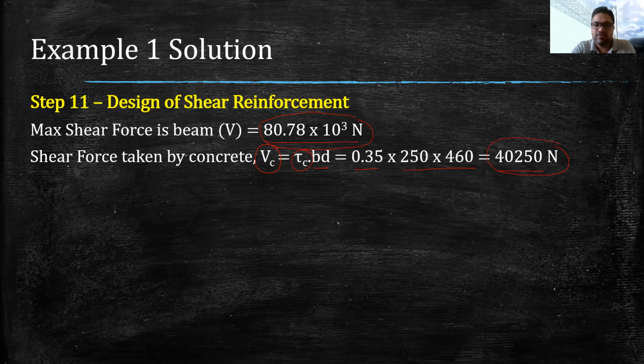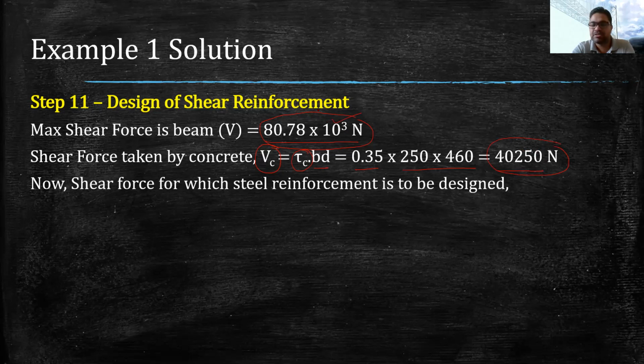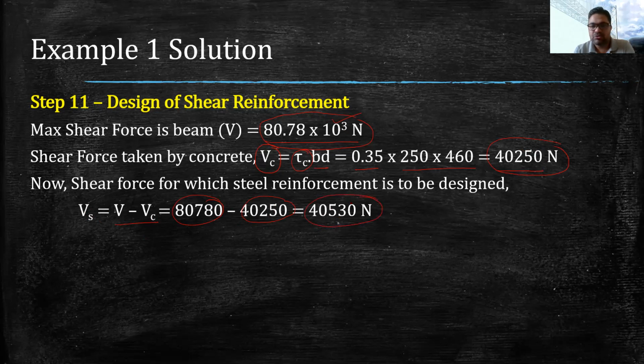Now the maximum shear force is this one, so we have to resist it. We have to find out how much shear force is to be resisted by the steel reinforcement. The shear force to be resisted by steel reinforcement is calculated as V minus VC, the maximum shear force minus the shear force resisted by the concrete. The remaining shear force will be 40530 Newton. This shear force is to be resisted by shear reinforcement, so for this much shear force, we need to provide the shear reinforcement.